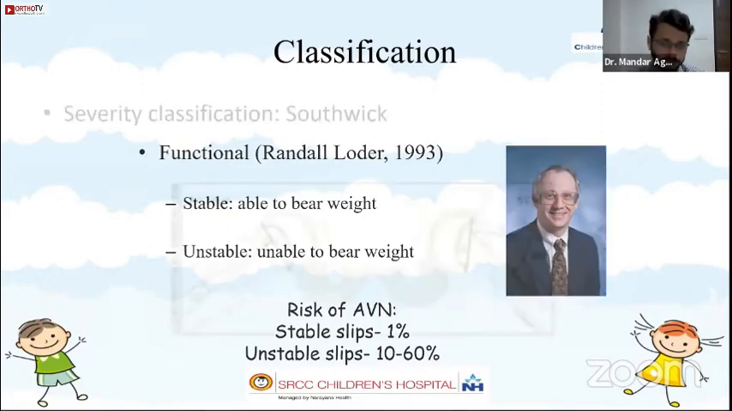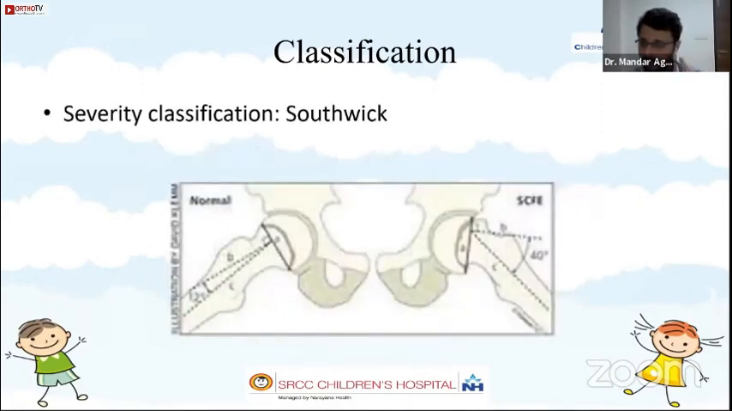We should know what is the severity classification, which is described by Southwick, which is mild, moderate, and severe. Mild is less than 30% of slippage, moderate is 30 to 50% of slippage, and severe is more than 50% of slippage.